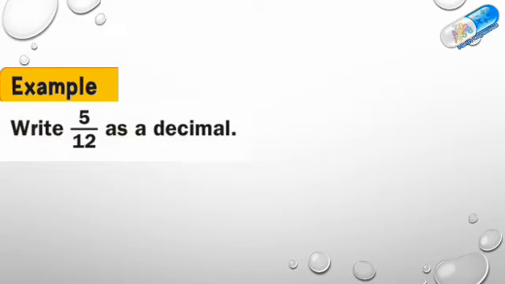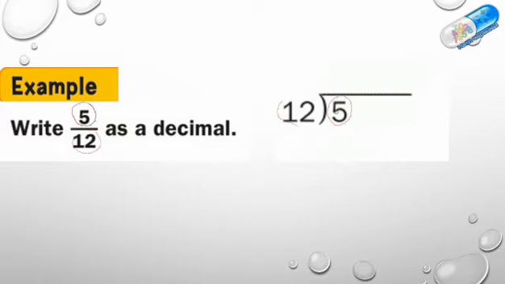Let's take an example. We want to transform a fraction into a decimal. We want to transform 5 over 12 to be a decimal. So, to do this, we are going to make a long division like this. We are going to divide the numerator, which is 5. We will write it here, divided by the denominator, which is 12. We write it as the divisor.